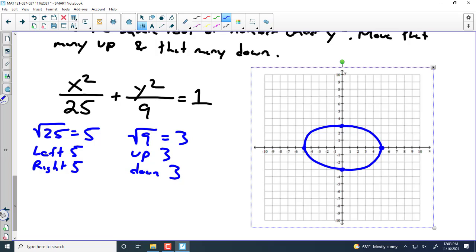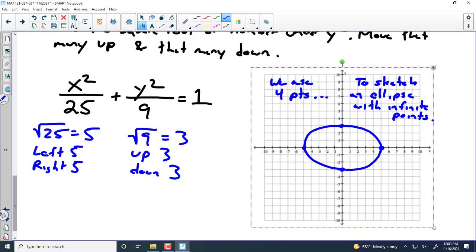How many points are actually on the ellipse? Infinitely many. How many do we need to help us draw it? Just 4 will help us draw a pretty good drawing. We use 4 points to sketch an ellipse with infinite points. This is not mathematical magic. It is a cool shortcut that helps us.